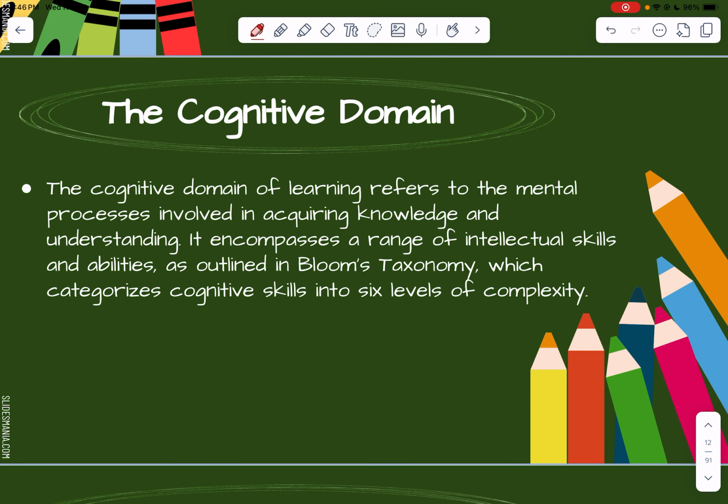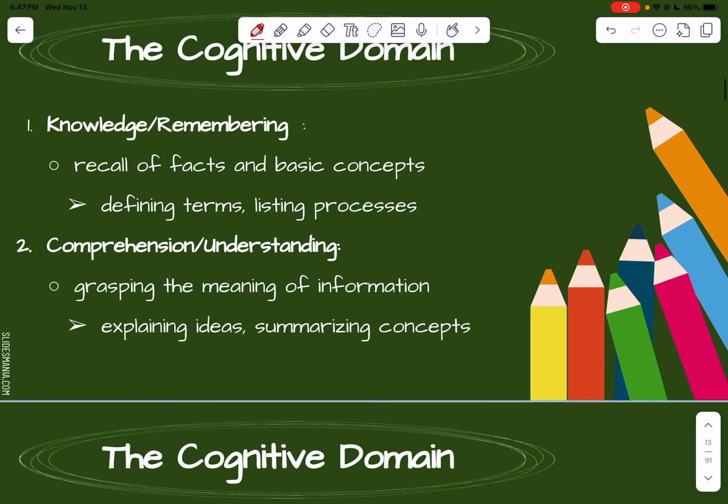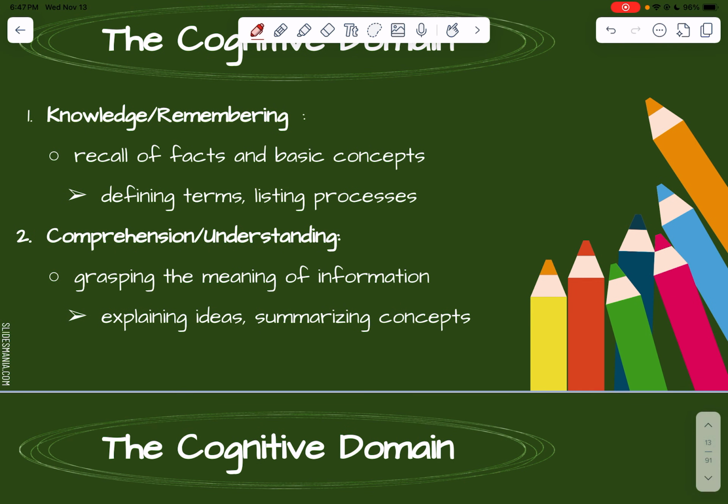The cognitive domain of learning refers to the mental processes involved in acquiring knowledge and understanding. It encompasses a range of intellectual skills and abilities as outlined in Bloom's taxonomy, which categorizes cognitive skills into 6 levels of complexity. And so let's briefly talk about those 6 levels. So the first one is knowledge or remembering. This is low stakes. Recall of facts and basic concepts. They're going to be defining terms, listing processes. This is pretty simple knowledge here.